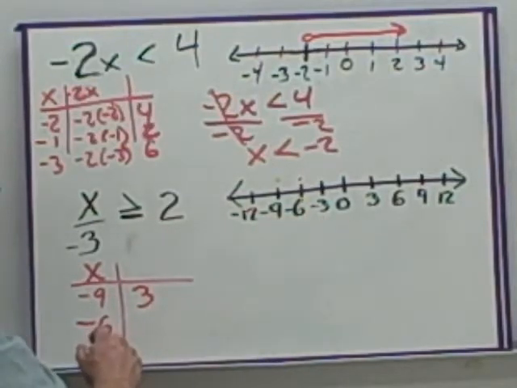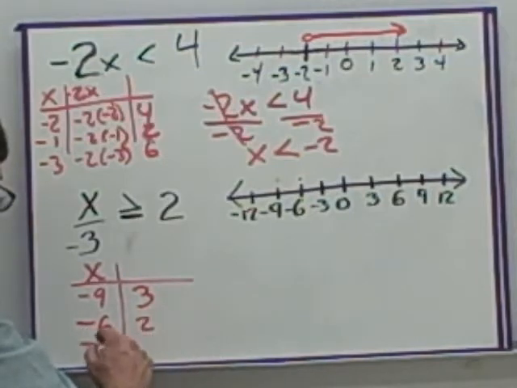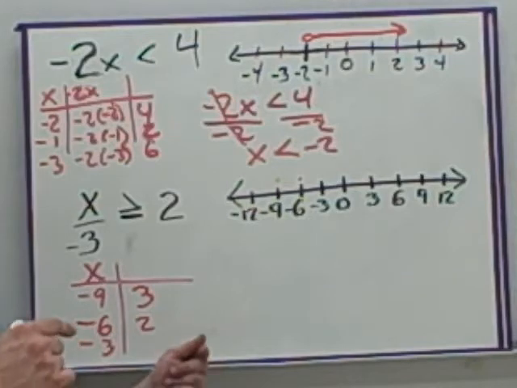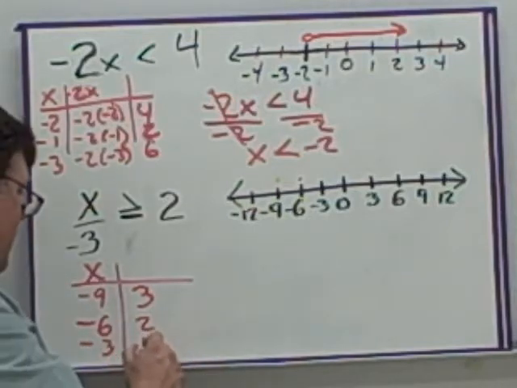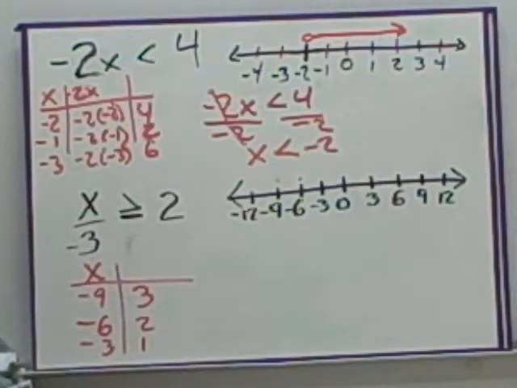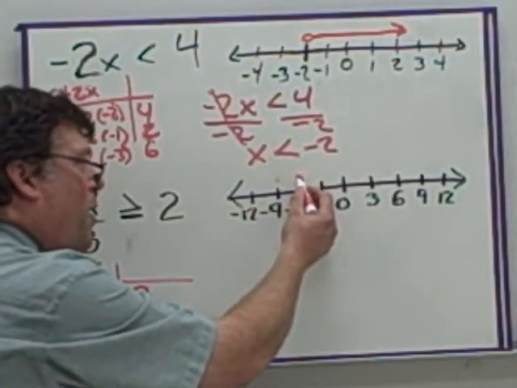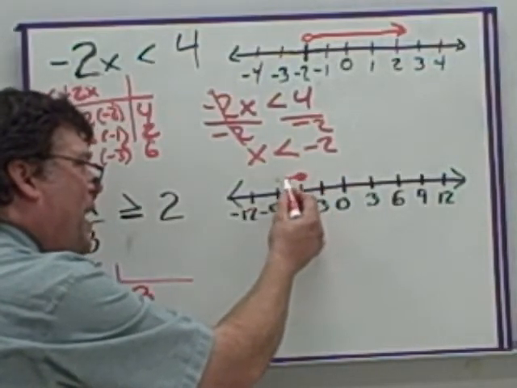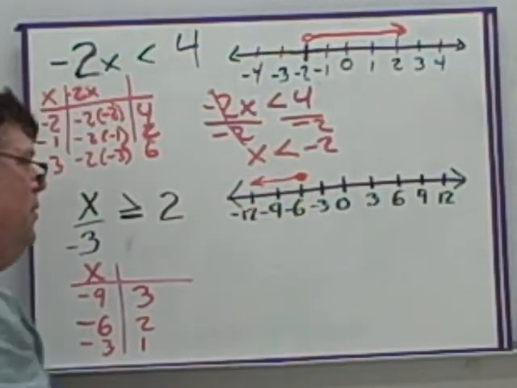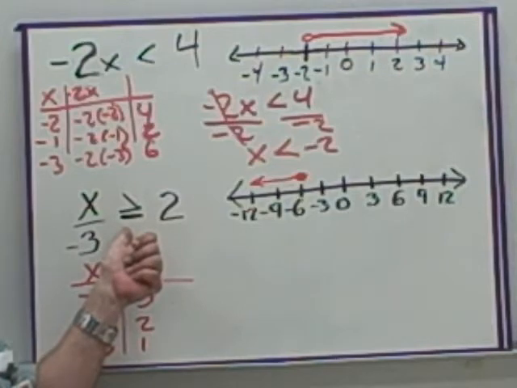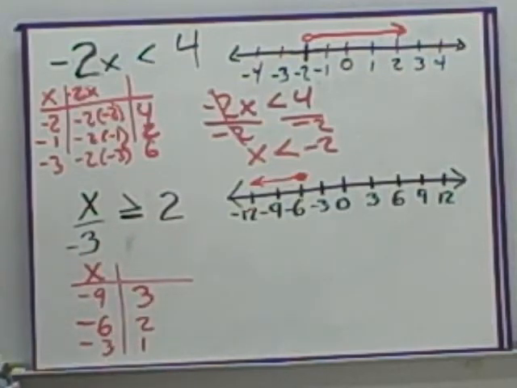When I plug in negative 3, I get negative 3 over negative 3. Negative over negative is a positive. 3 over 3 is 1. Is 1 greater than or equal to 2? No. So I don't want to include this spot. I want to include this spot and everything in this direction. Again, it's going in the opposite direction of that.